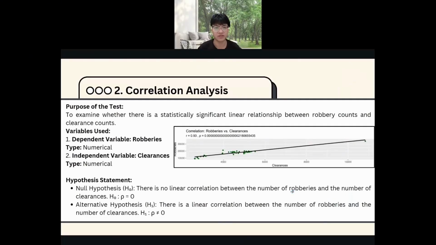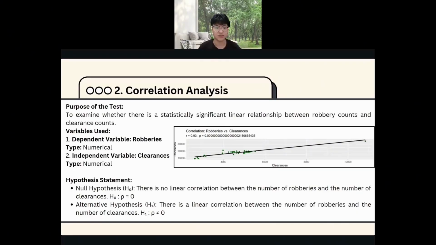We proceed to the correlation analysis. The purpose of this test is to examine whether there is a statistically significant linear relationship between the robbery counts and the clearance count, the variables used. The dependent variable is robberies and the type is numerical, and the second one, the independent variable, is clearance. The type is also numerical. We proceed to the hypothesis statement.